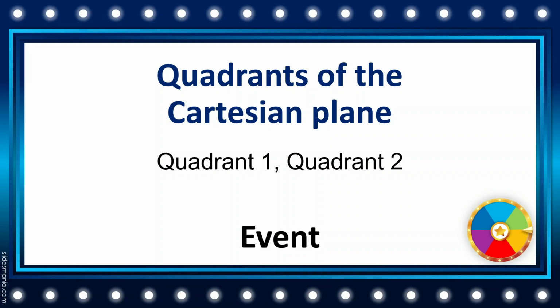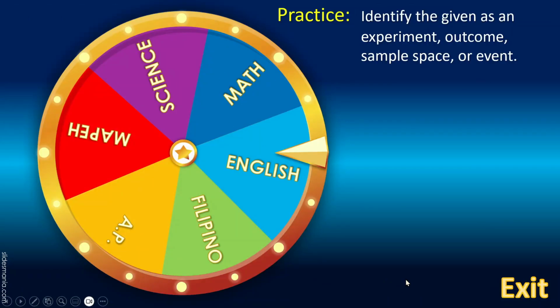So again, just to summarize everything, since we're done with all the subjects: experiment is what we do in which we are not sure what the outcome will be. Outcome is just one out of the many possible results. Event is a number of possible outcomes out of the complete sample space. And sample space is the complete set of all possible results.